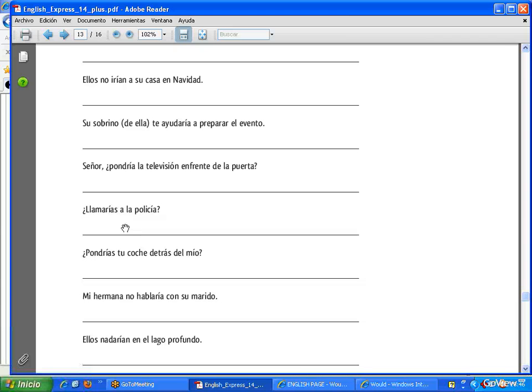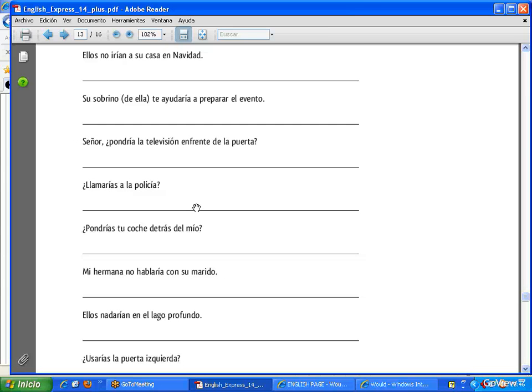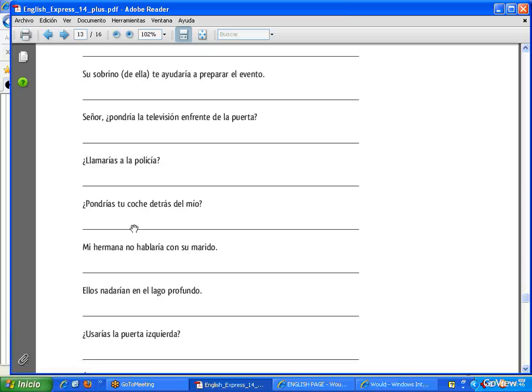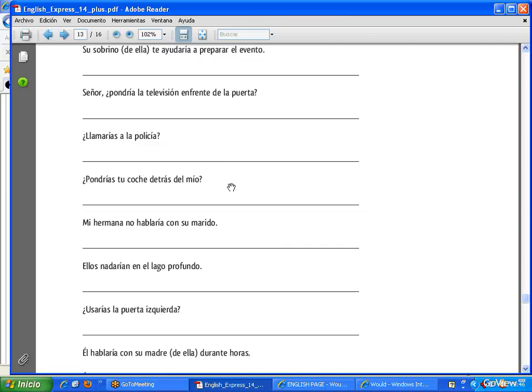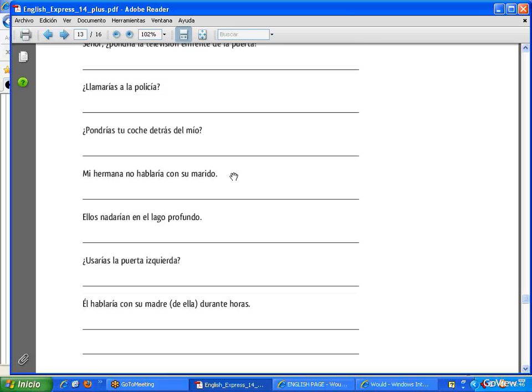Here's one. My sister wouldn't talk with her husband. Okay? This sounds like something in the pasado. My sister wouldn't talk with her husband for 2 weeks, por 2 semanas. It sounds like the pasado. You could turn it into a conditional. My sister wouldn't talk with her husband if he didn't apologize. Okay?